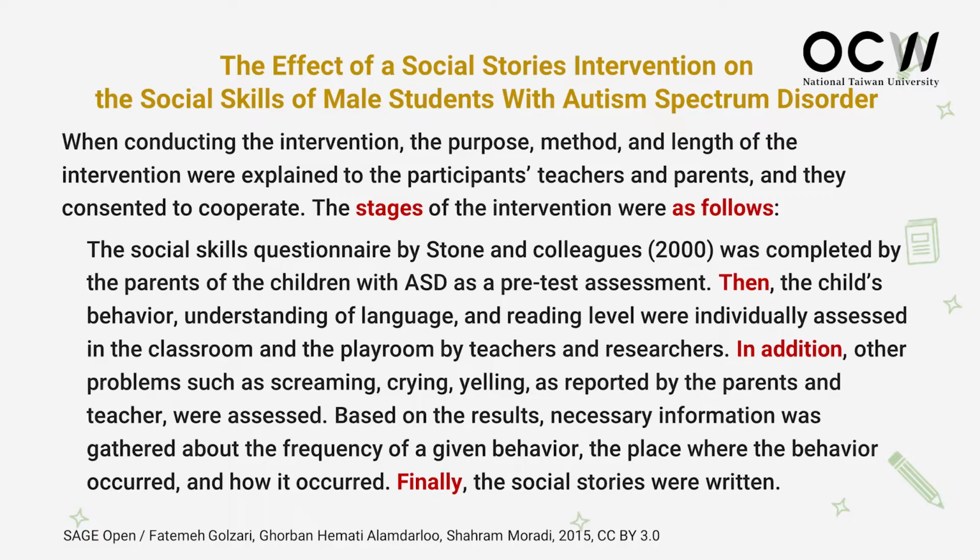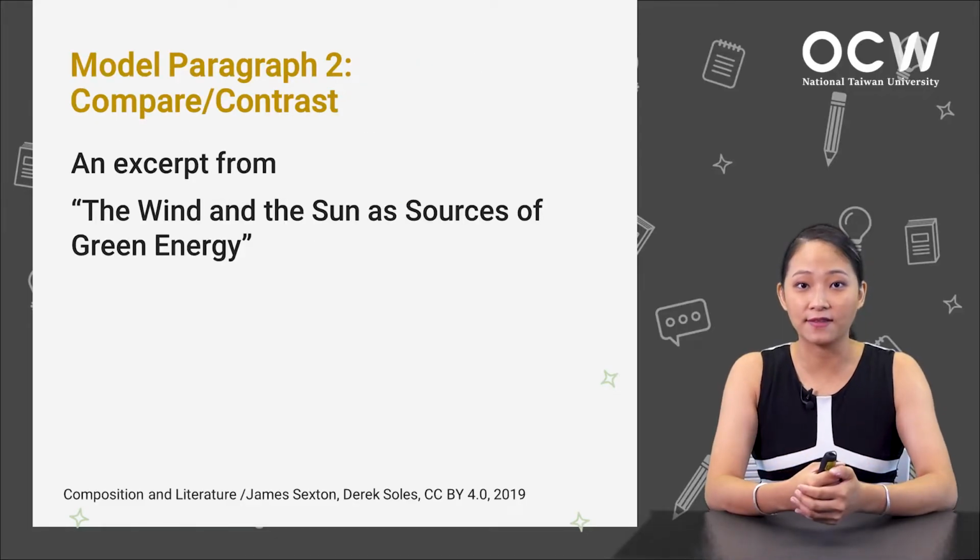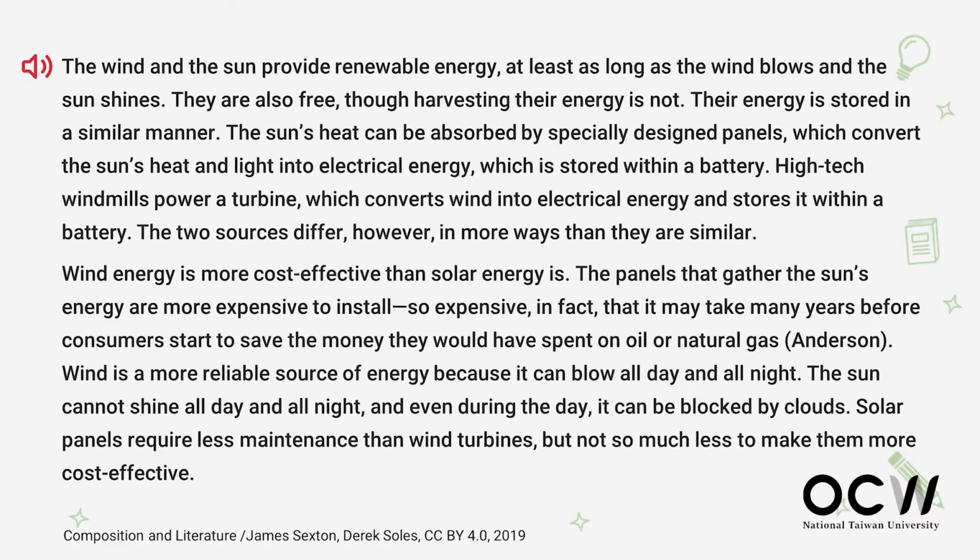And so these are the different features of a chronological organization. Next, we're going to be looking at the features of compare and contrast in establishing coherence. Again, look at the paragraph, and we're going to come back and identify its features. Let's go. The wind and the sun as sources of green energy.